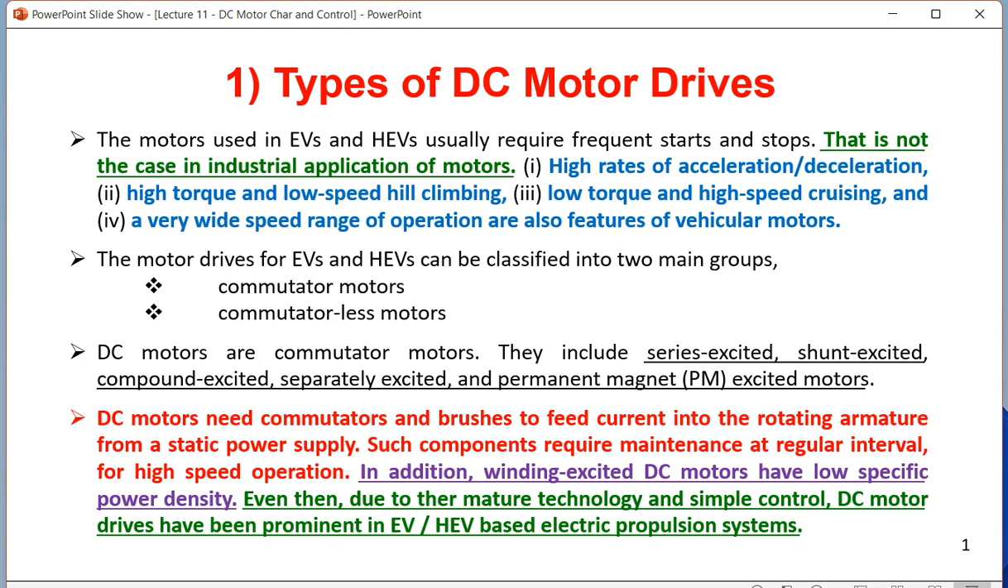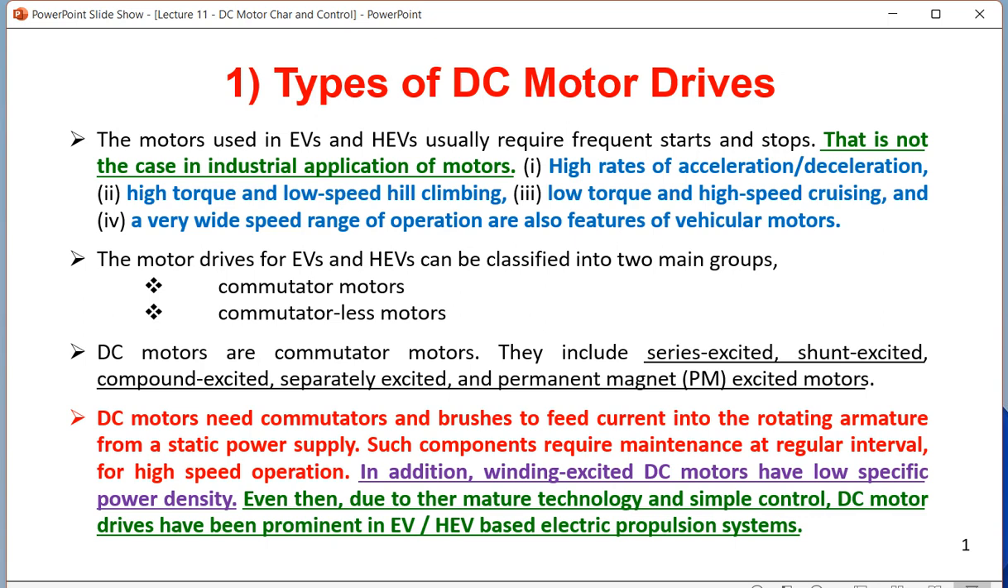In addition, winding excited DC motors have low specific power density. Winding excited means the electromagnet is created by the field coil. In those cases the coil becomes very bulky. The coils generating the magnetic field are very big, and that reduces the overall specific power density. What is meant by power density? How much output power is produced per weight of the motor. If the numerator is more or the denominator is less, the specific power density increases. So if we remove the coil, we make the motor lighter, and the power density becomes bigger.